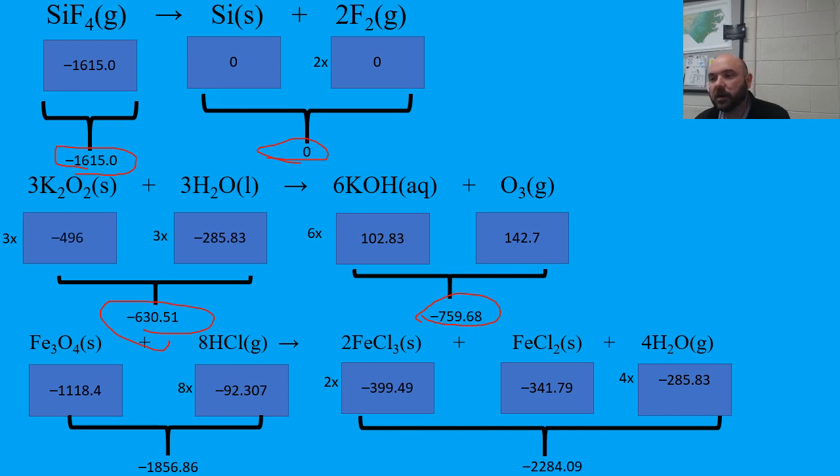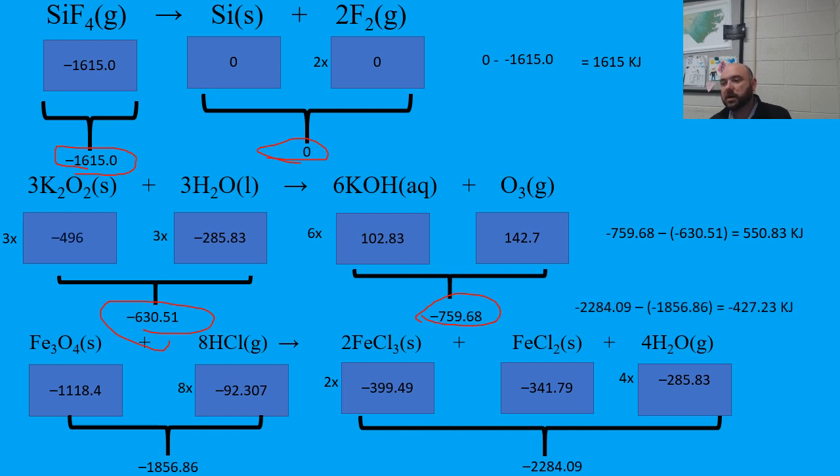And Hess's law says that the enthalpy of the reaction is the products minus the reactants. So if we set out our products minus the reactants, we would see that the enthalpy change for the first reaction is 1615 kilojoules. The enthalpy change for the second reaction is 550.83 kilojoules. And the enthalpy change for the fourth reaction is negative 427.23.